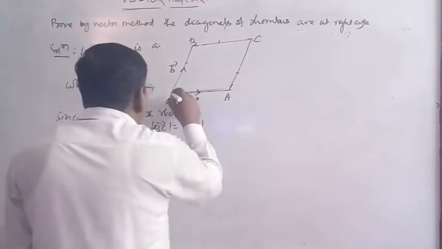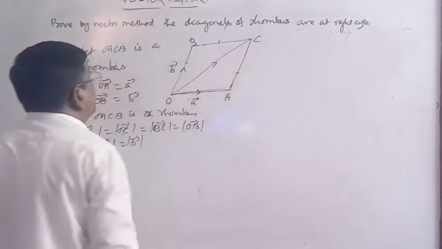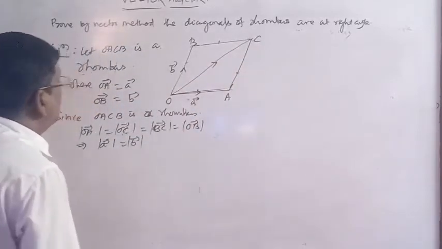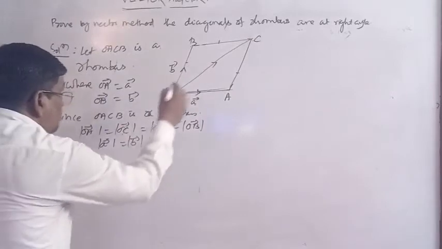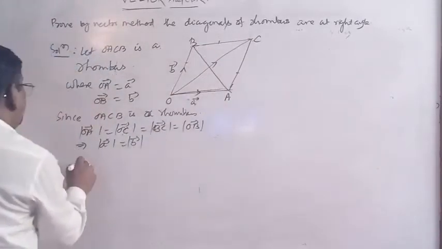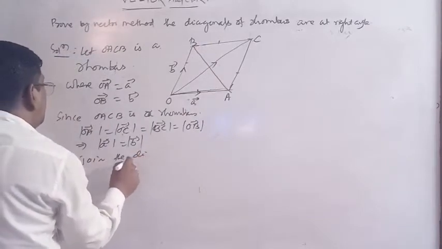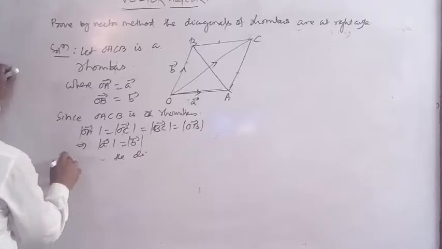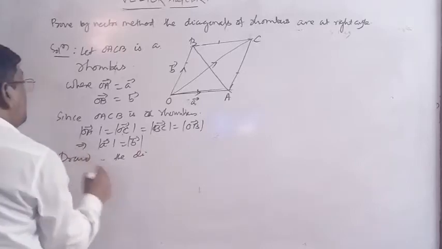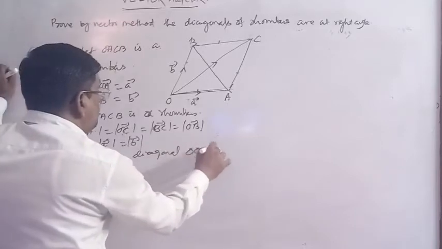Now suppose this is a diagonal. Now this is a diagonal. So join OC and AB. Draw the diagonals OC and AB.